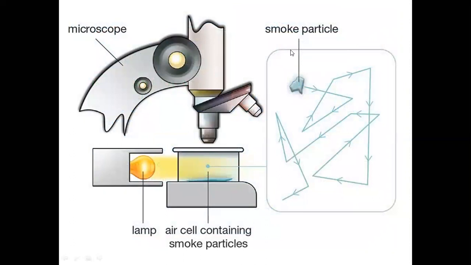This is another experiment that demonstrates Brownian motion. In this air cell, we have smoke particles. We shine light at it, and we look down in this air cell using a microscope. We would notice that we see the smoke particles moving randomly. Why are the particles of the smoke moving randomly? This is because the particles of air, which are invisible to our eyes even through the microscope, are hitting the particles of the smoke, causing the smoke particles to move in these random directions.